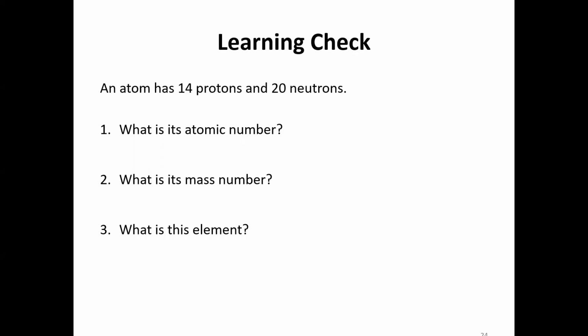So the first thing we'll look at is the atomic number. Remember, the atomic number is the number of protons. So the atomic number for this case would be 14. Now the mass number is the number of protons and neutrons put together. So let's just combine 14 plus 20. That should get us 34.